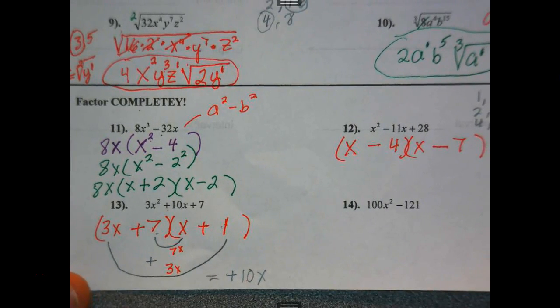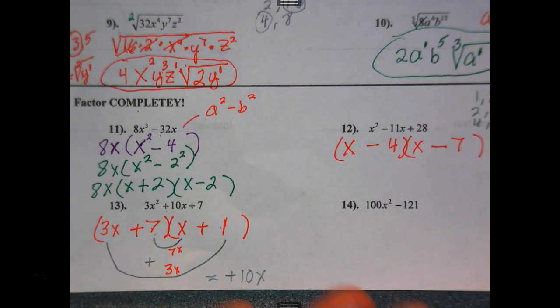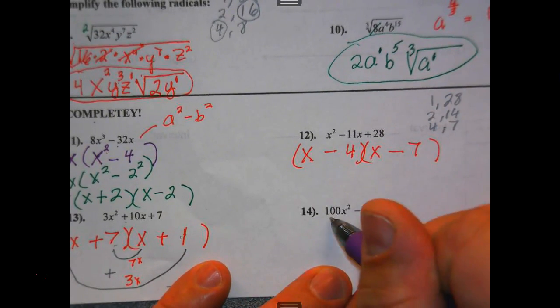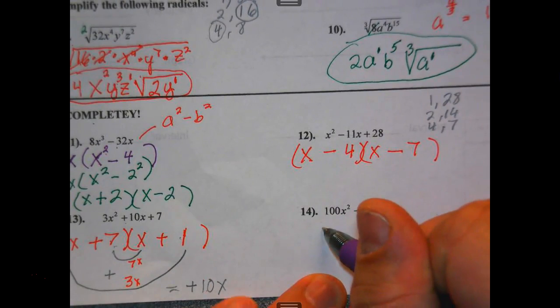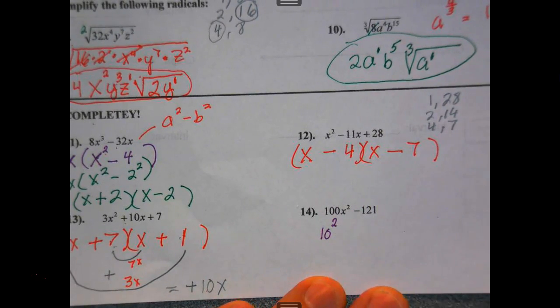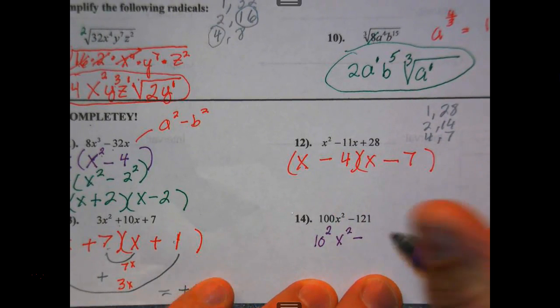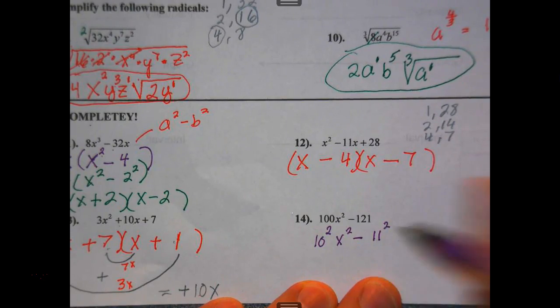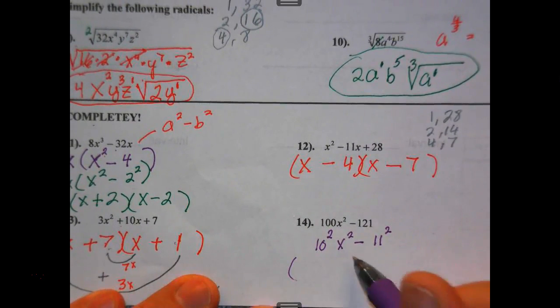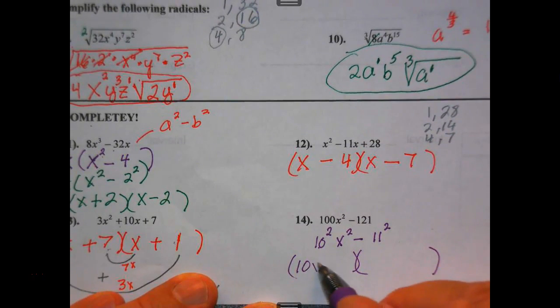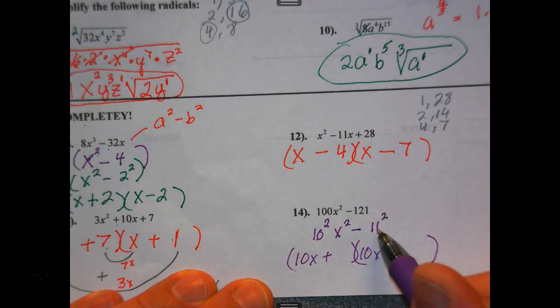14. This is again a perfect difference of squares, isn't it? What's the square root of 100? 10, right? I can write 100 as 10 squared. X squared. What's the square root of 121? 11 squared. So, a plus b, a minus b. My a is the base, 10x. And the b is the base, 11.